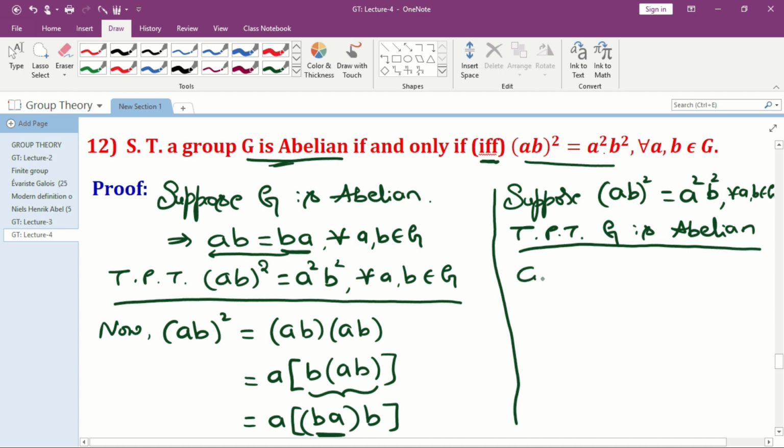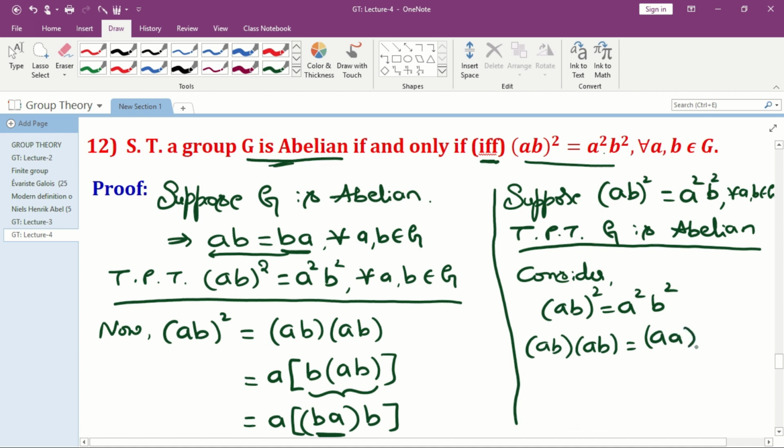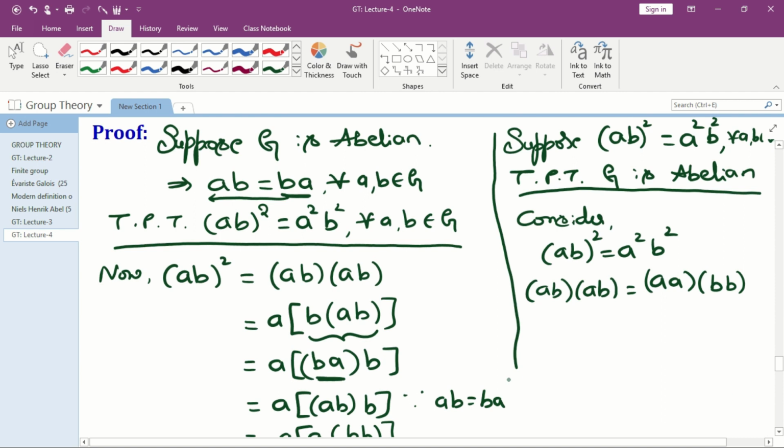Once again consider AB whole square is equal to A square into B square. AB whole square can be written as AB into AB, and A square can be written as A into A, and B square can be written as B into B. Okay, left hand side, use associative law, therefore we get A of B of AB, and right hand side A of A into B into B.